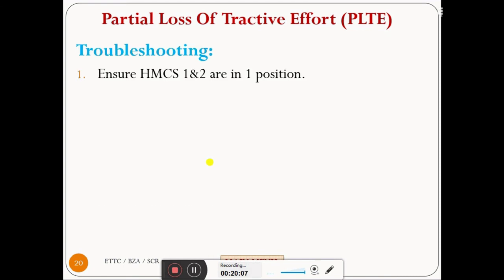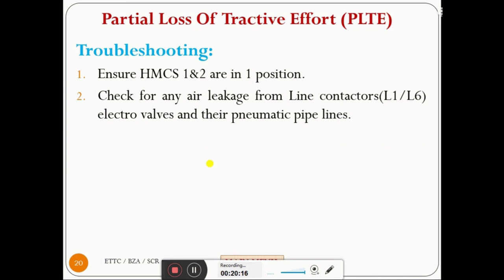So troubleshooting. Ensure HMCs 1 and 2 are in one position. Check for any air leakage from line contactors L1 or L6, electrovalves and their pneumatic pipelines, because any pneumatic leakages may lead to unhealthy closing of line contactors or failing to close the line contactors properly. So that's why check and ensure there are no air leakages from line contactors, electrovalves or their pneumatic pipelines.